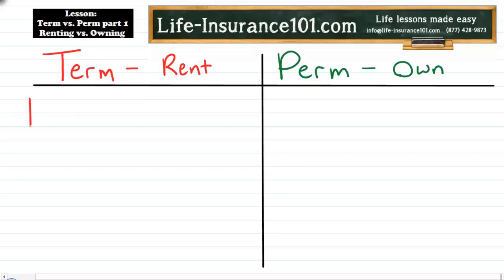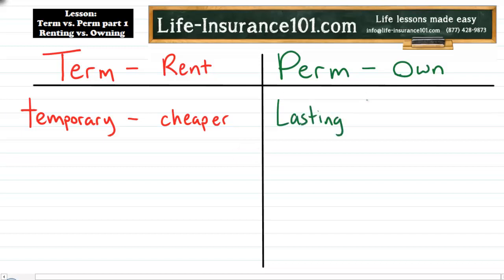So what term is, is a temporary agreement between you and an insurance company where they will provide you coverage for a fixed period of time, say like a 20-year term. And this is usually preferred by clients because it's perceived to be cheaper than permanent. Permanent life insurance, on the other hand, lasts at least as long as you do, and it's often misunderstood as being expensive because the payment will be considerably higher than any term policy.